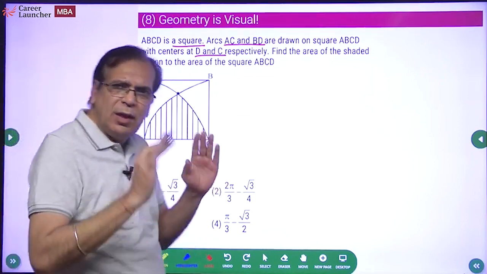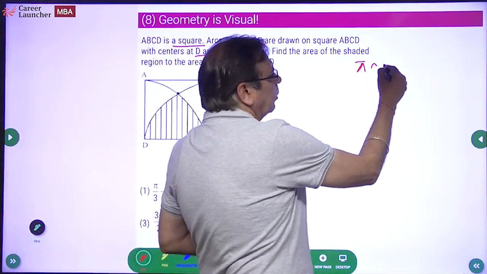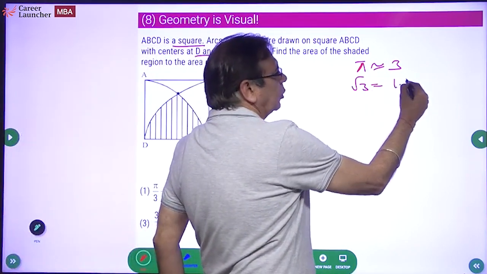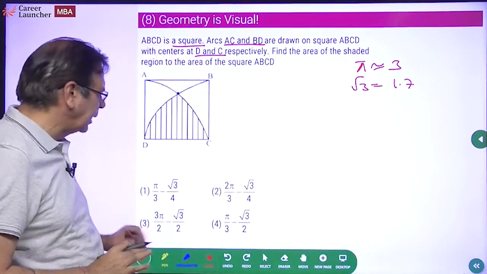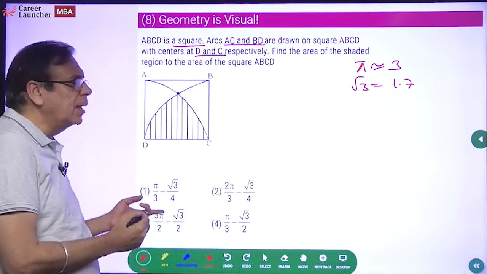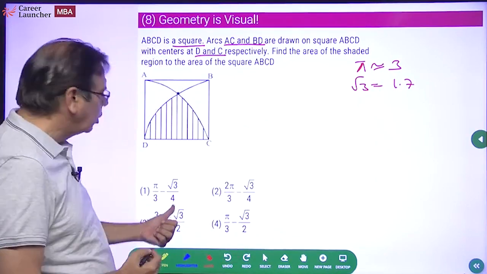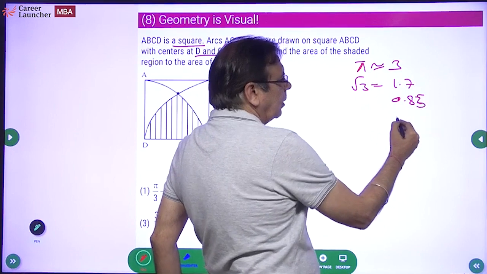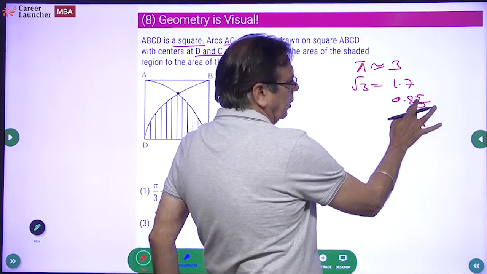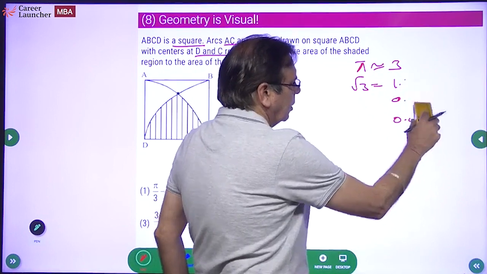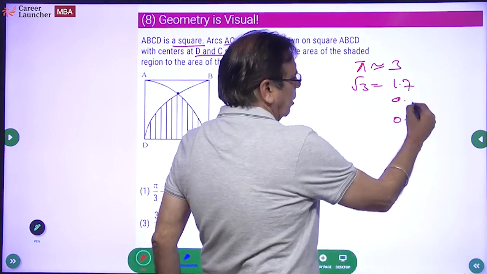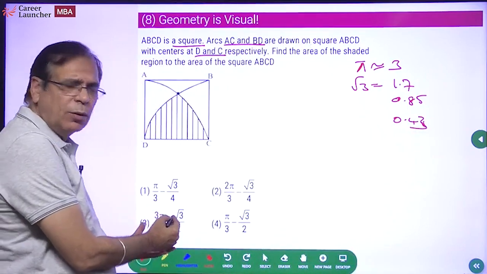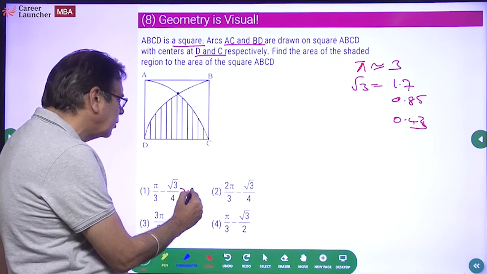What is pi? Pi is 3.14. I will take pi to be approximately equal to 3. And what is root 3? 1.732. I will take it to be 1.7. Okay, just to get an idea. So what is pi by 3? Pi by 3 will be approximately 1. And root 3 by 4? Root 3 by 2 will be 0.85, and root 3 by 4 will be approximately 0.43. Okay, let me just erase this. Okay, so 1.7, 0.85, 0.43, approximately. So, what is this? 1 minus 0.43. So, can I not say this is approximately 0.6?